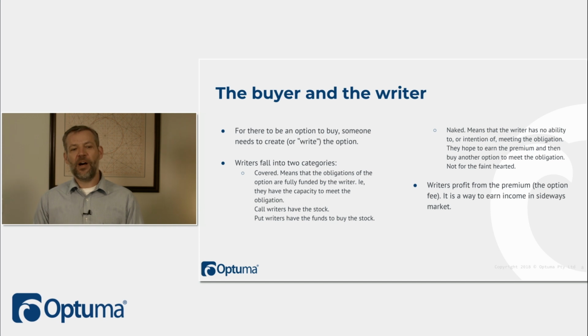So the buyer and the writer. For there to be an option to buy, someone needs to create or write the option. Writers fall into two categories. You have covered, meaning that they actually have the shares to sell. So if I'm doing a call, it means I've got the stock there to fulfill my side of the obligation as a writer of that option. So if someone buys a call off me, they pay me the premium for it. Usually if I'm writing a call, I'm doing that because I want to get some more income from my portfolio. It's a sideways market. I'm not getting capital growth, not many dividends.